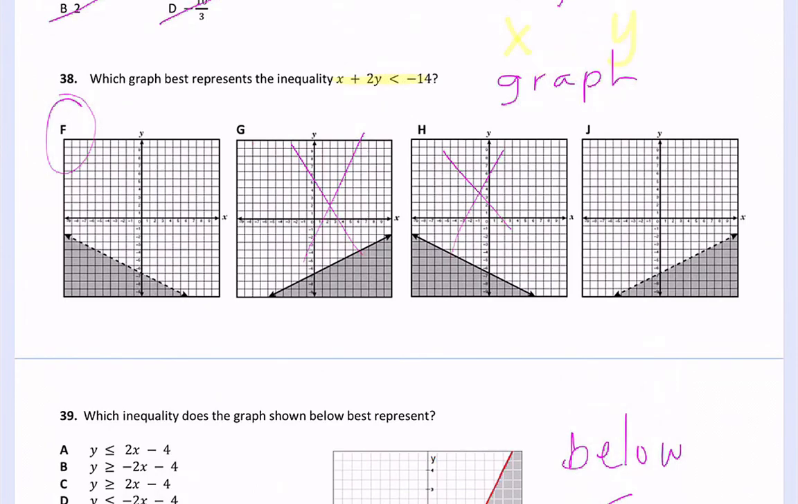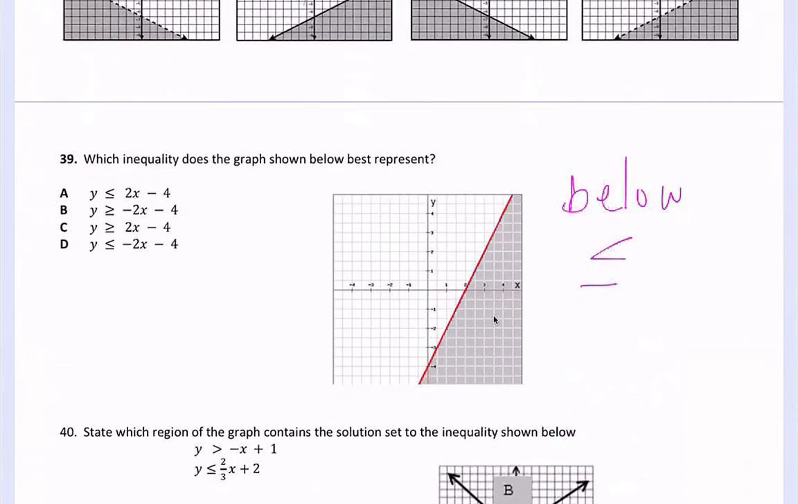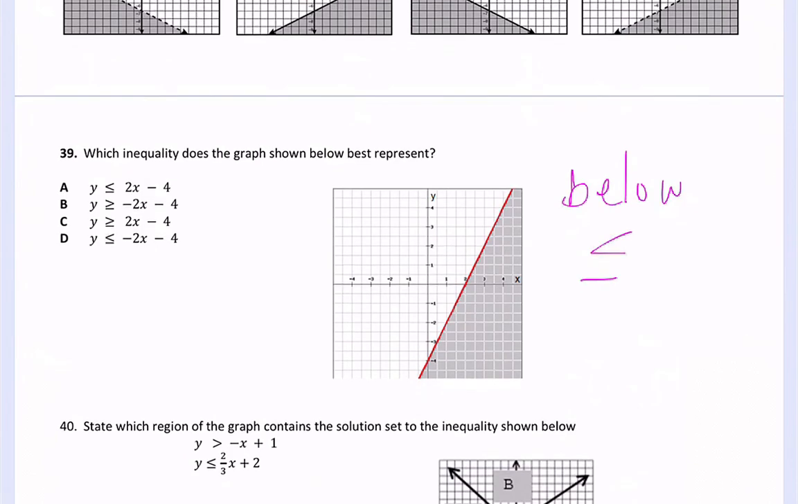But since my answer choices all have y by itself, I see that the shading is below. I need the less than sign. It's a solid. I need a less than or equal. So I know I can eliminate option B and C. Okay, so the difference between A and D. So they look pretty similar. The only difference is here is a positive 2, here is a negative 2.